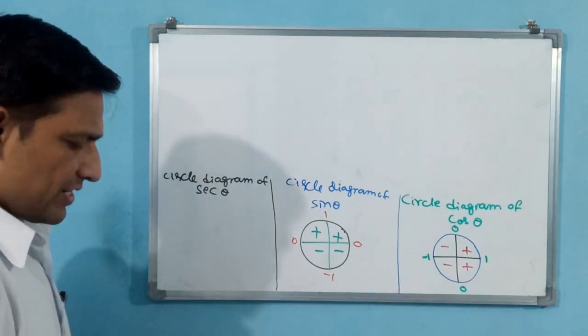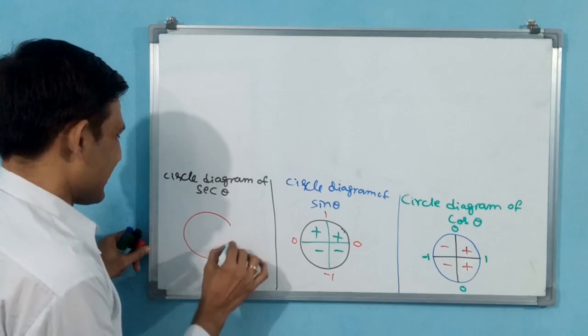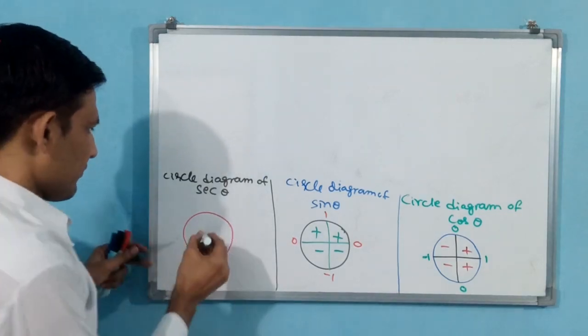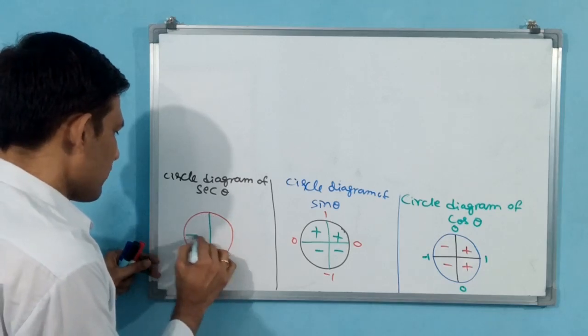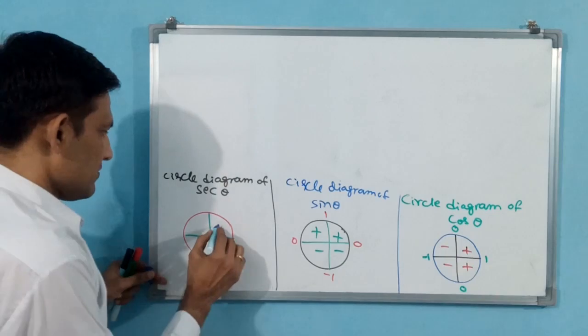Circle diagram of secant theta, or sec theta. This is the circle. We have made four portions. Now here, all positive.